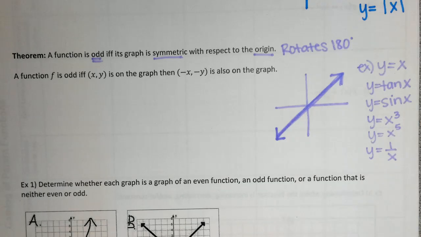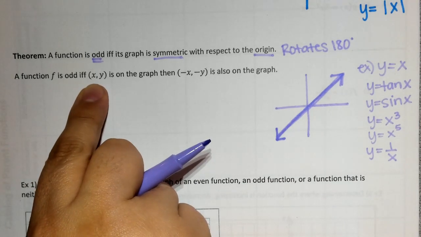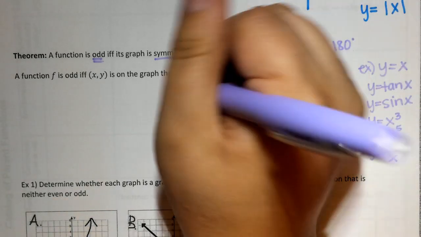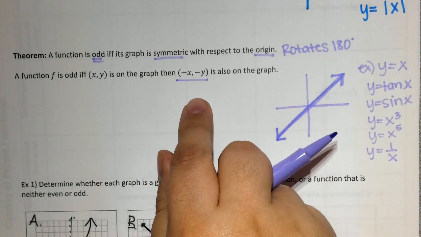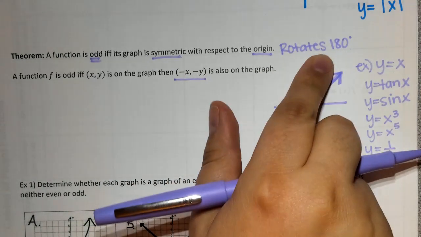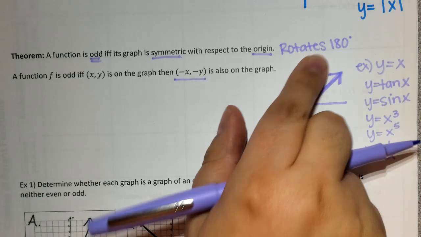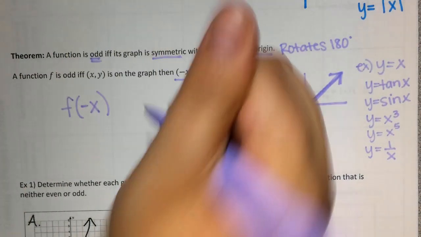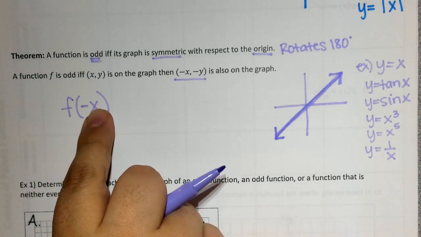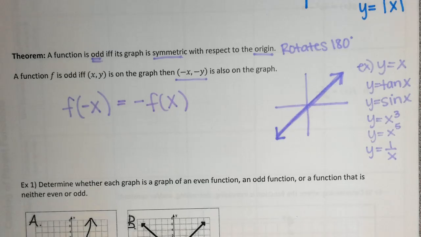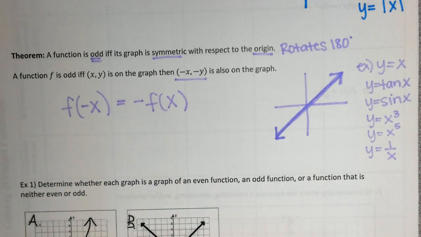Now, odd functions: a function f is odd if and only if when (x, y) is on the graph, then (negative x, negative y) is also on the graph. If you remember from geometry, which I know you all remember, that's actually the rotating 180 degree rule. We got jokes today. Alright, so the algebraic way that I need you to remember is f of negative x equals negative f of x. That is how you algebraically can prove something is odd.